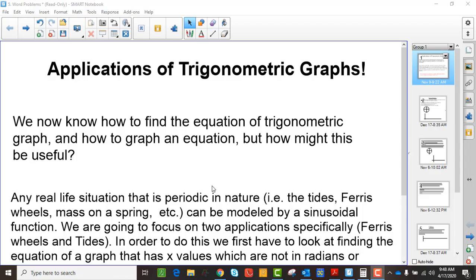So we want to talk about the applications of trig graphs. We've talked about them in terms of how to find the graph from an equation and how to find the equation from a graph, but why do we want to know that? In other words, why are they useful to us? And basically, they're useful anytime you're looking at a situation that is periodic in nature.